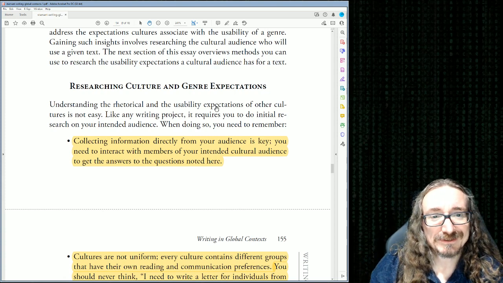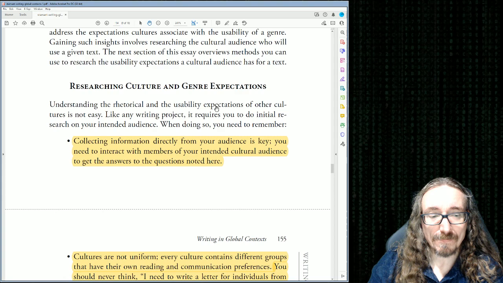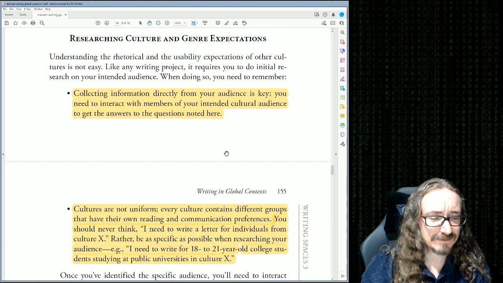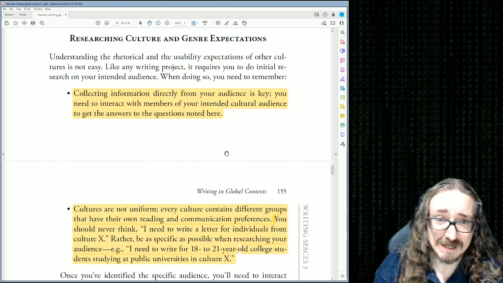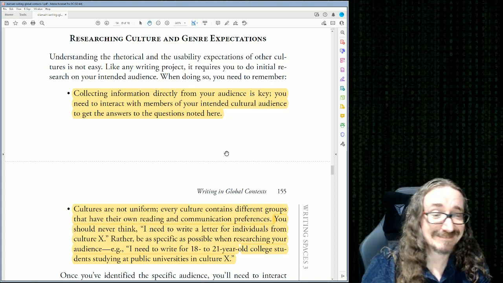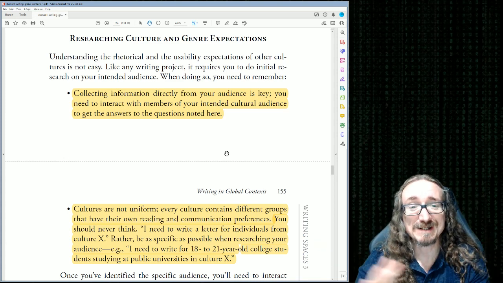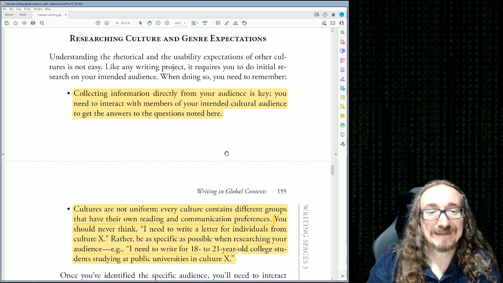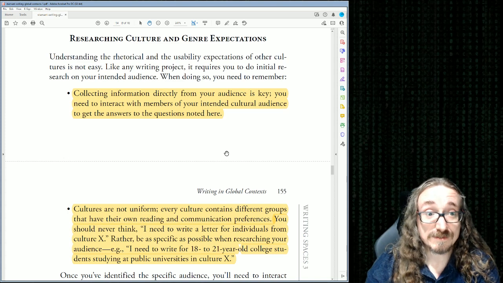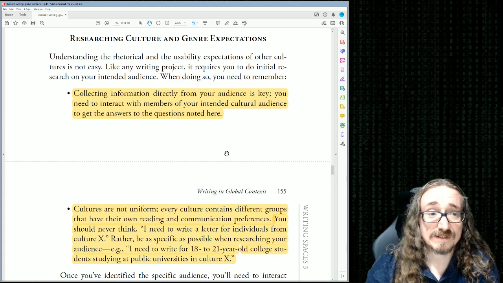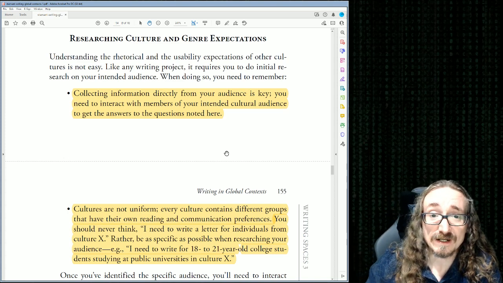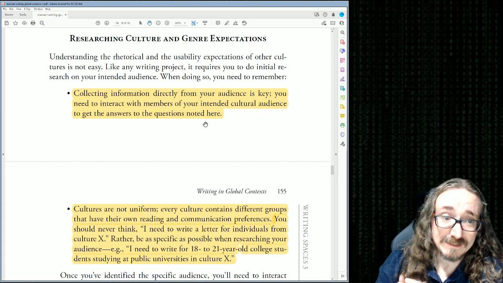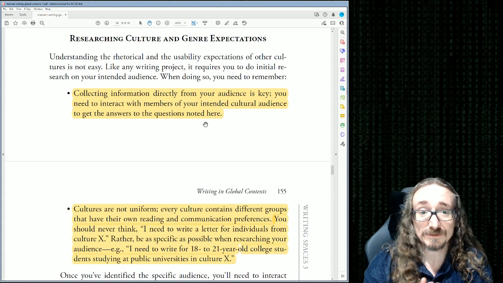Researching culture and genre expectations. So let's say you're doing this again. You want to send the resume. You want to apply for this job in Japan. Students all the time, that's their dream, to work in Japan. They really want to achieve that. So I would go over this list with them. Let's see what information we can collect directly from members of the intended cultural audience to get the answers to the questions noted here.